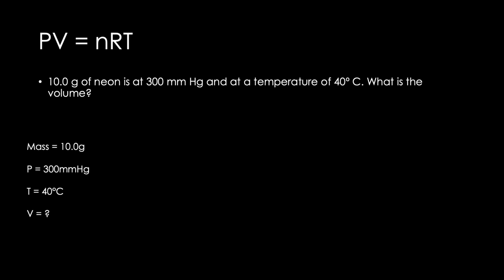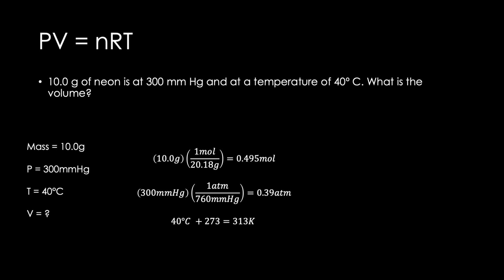Now we need to get everything in the correct units. Instead of grams, we need number of moles. We can get moles from grams by dividing the number of grams by the molar mass of neon. This gives us 0.495 moles of neon gas. Next, we need our units of pressure in atm instead of millimeters of mercury if we want to use the gas constant value of 0.082. This conversion factor is 1 atm for every 760 millimeters of mercury. So 300 millimeters of mercury divided by 760 gives us 0.39 atm. We also need to convert Celsius to Kelvin. Here we know that to go from Celsius to Kelvin, we can just add 273.